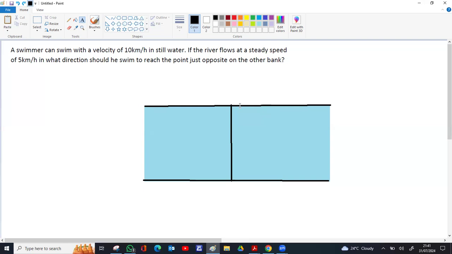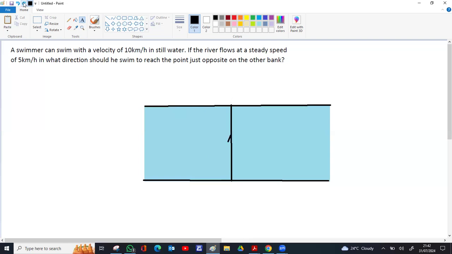So if the river is flowing from left to right and he swims straight towards the opposite point, he will not be able to reach there; he will be reaching somewhere here. So keeping the river flow in mind, he has to swim in a different direction so that the river finally takes him to the just opposite point.